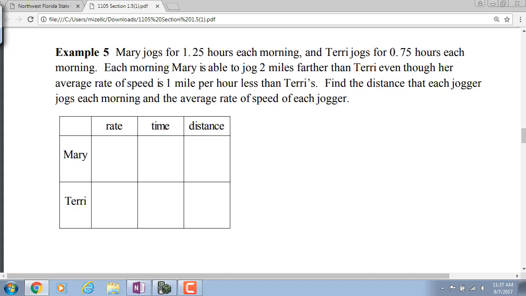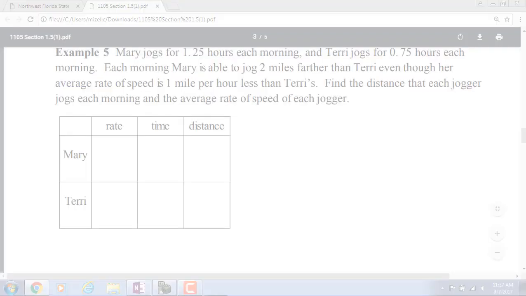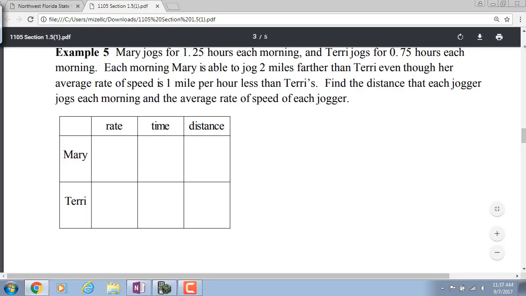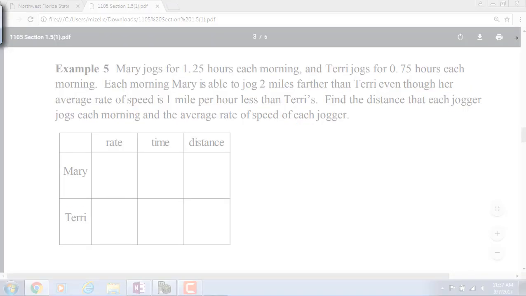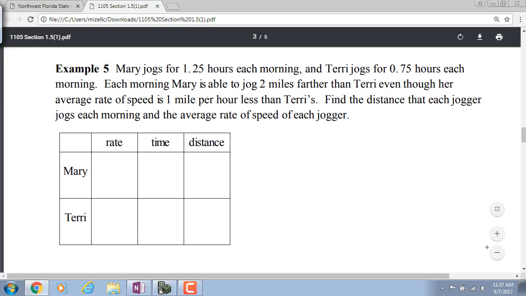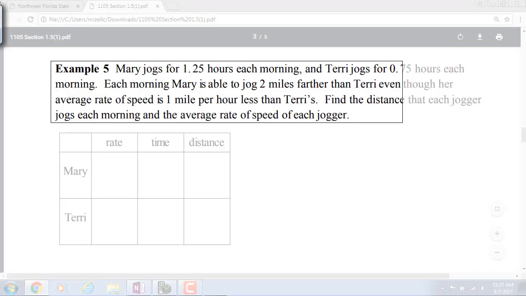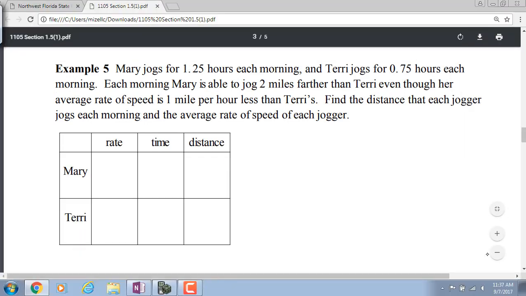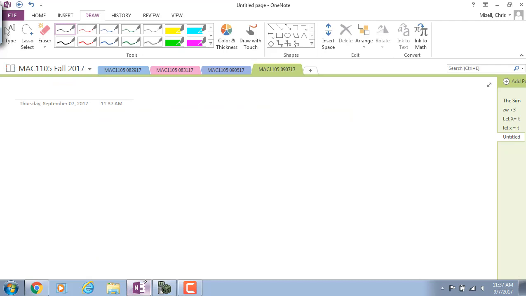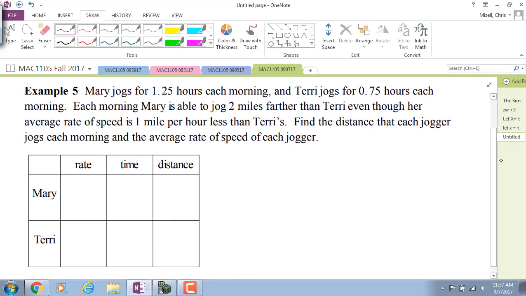Here we go. A couple of these, the dreaded distance rate time problems. In my view, a little bit more complex than some of the other problems in this section because there are more unknowns. A problem such as this, typically we go with the relationship among the quantities distance, rate, and time. What is the relationship among the quantities distance, rate, and time? Distance equals rate times time.